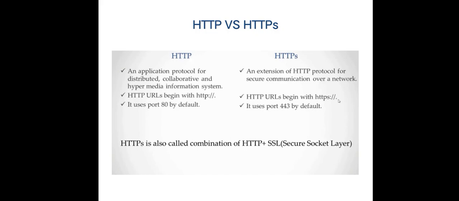HTTP URLs begin with http colon double slash. Whereas HTTPS URLs begin with https colon double slash. URL is nothing but Uniform Resource Locator. And HTTP uses port 80 by default, whereas HTTPS uses port 443 by default. So HTTPS is also a combination of HTTP plus Secure Socket Layer. It's nothing but HTTPS is an extension of HTTP with the security. So that security is provided from SSL, which is nothing but Secure Socket Layer.